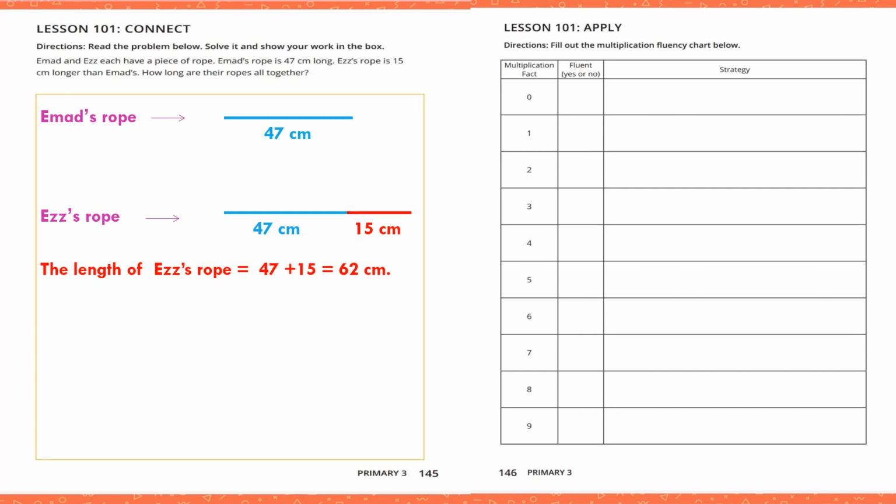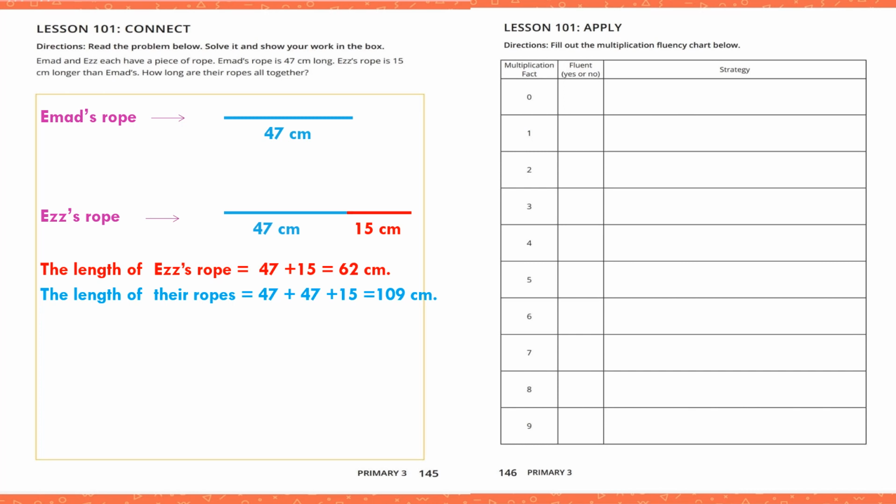So, how long are the ropes all together? All together means adding. We will add Ahmed's rope, 47 cm, plus Aziz's rope, 47 plus 15, equals 109 cm.